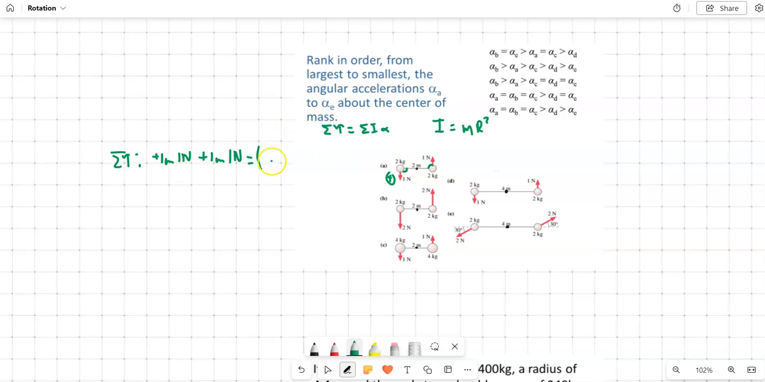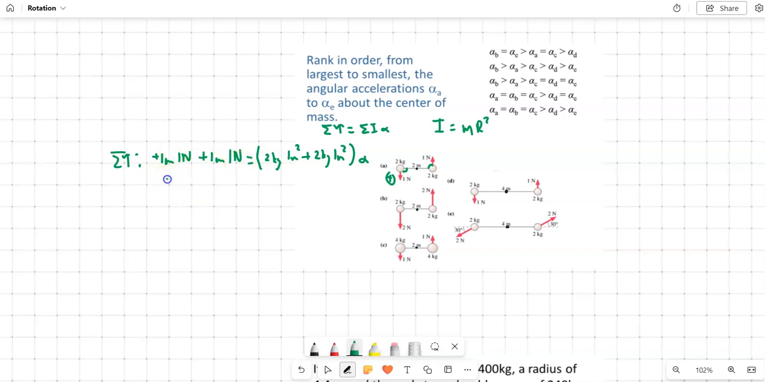This ball over here has a moment of inertia of mr squared, so that's 2 kilograms times 1 meter squared. We're going to add that to the other ball, which is 2 kilograms times 1 meter squared, and set that equal to alpha, multiplied by alpha. Okay, so we sum the torques, and then we're summing the moments of inertia, and set that equal to alpha. Moments of inertia will always add up, they never subtract.